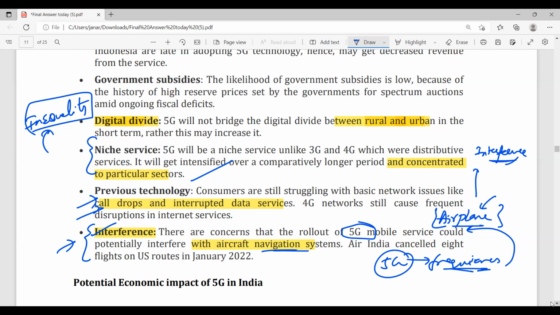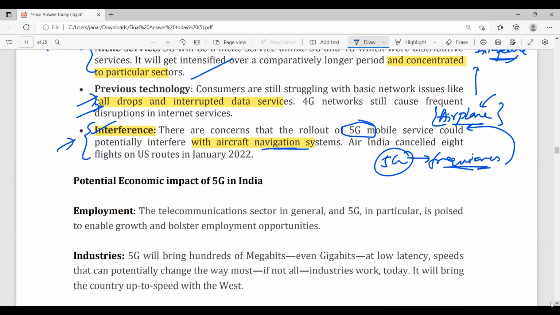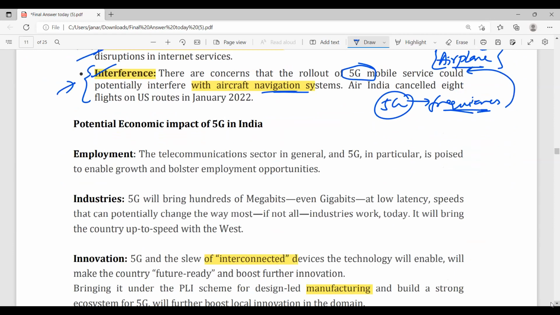So lack of standardization is one thing. As 5G technology is going, there are no proper standardization protocols. Different hardware is being developed that may cause issues in the future. Like that you can write. Economic impact, no doubt, many points can be written.